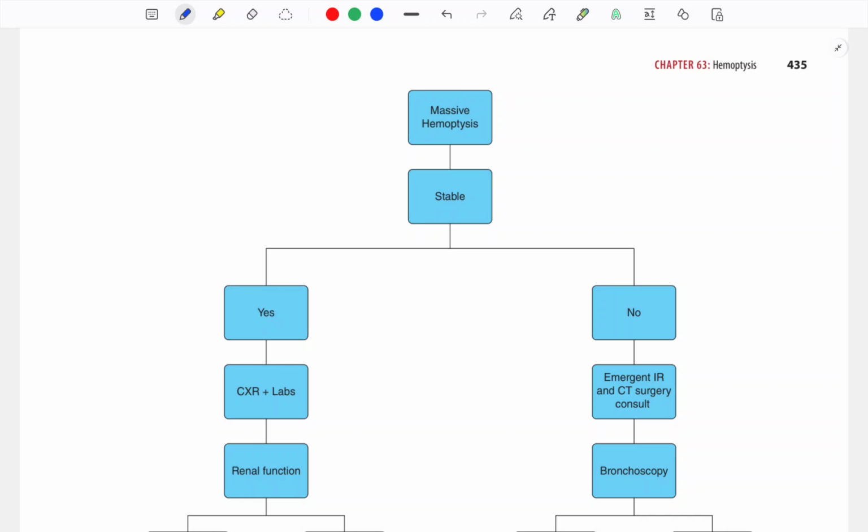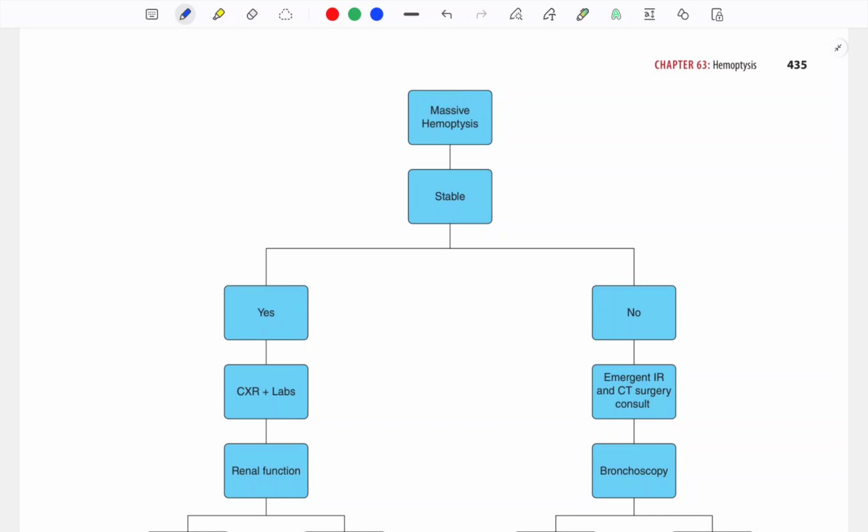Next is the algorithm for massive hemoptysis. So what is massive hemoptysis? More than 600 ml or 400 ml of blood in 24 hours or more than 150 ml in one bout. Is the patient stable or not? If the patient is stable, you do a chest x-ray and send the blood parameters. Then based upon the renal function, if normal, you do a multi-detector CT, and if abnormal, you do a CT without contrast and consult a cardiothoracic surgeon.